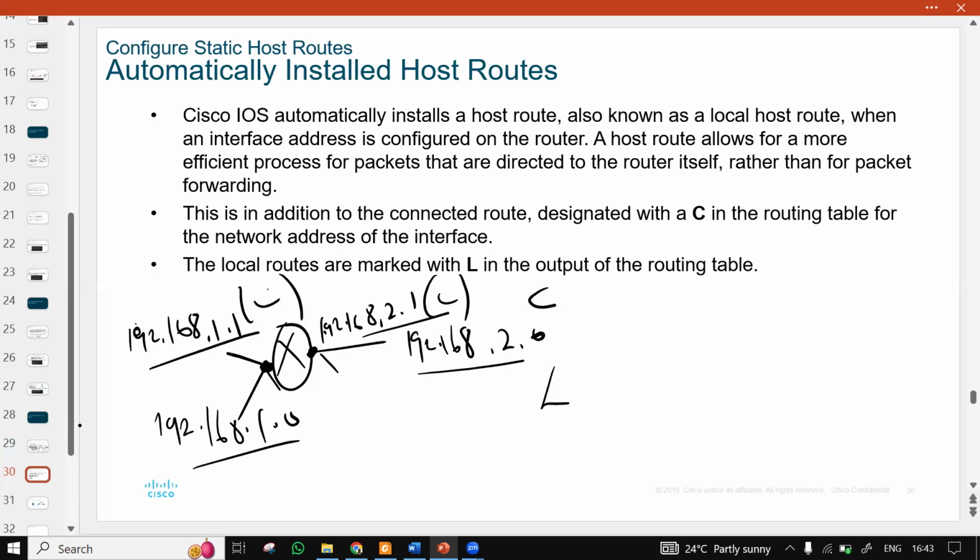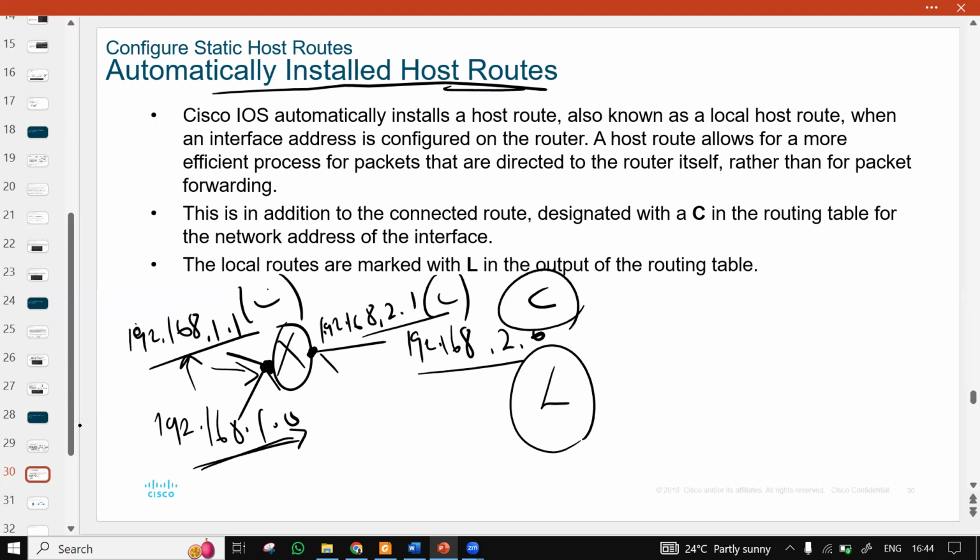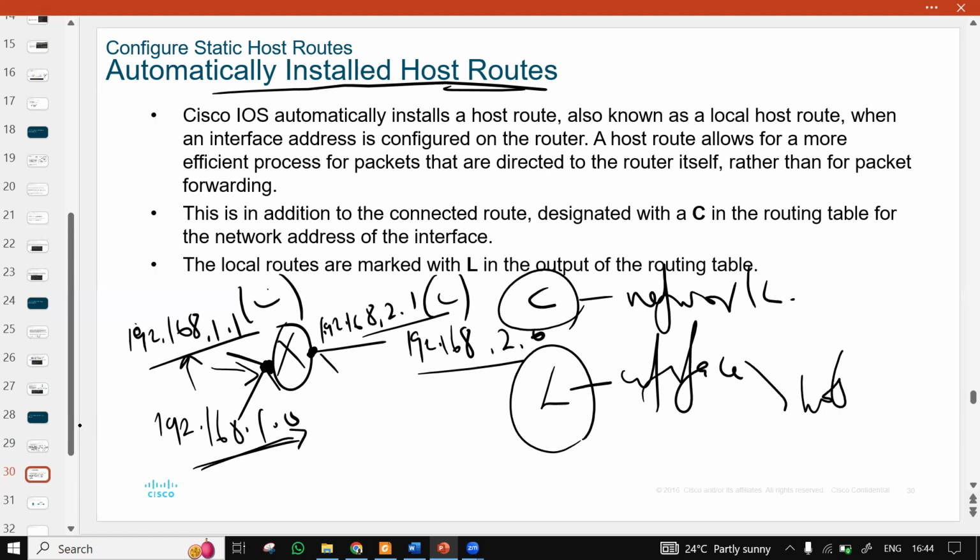These two are called automatically installed host routes, because the moment you configure an interface, the host route is configured automatically. It is a host, not a network. You can take it as a host. So if we have traffic destined only for this interface, instead of being destined to the network, it arrives directly at the interface because the routing table has an L entry. It's a host route already. It's different from the directly connected network. This is an interface. This is a network. So when you talk of host routes, this interface is a host route, which is installed directly when you do the first configurations.